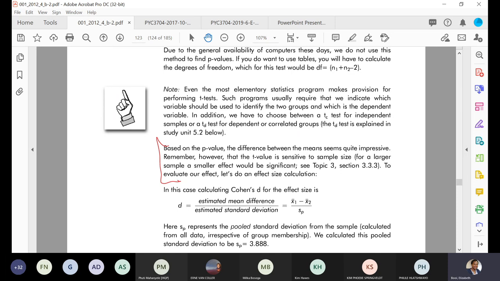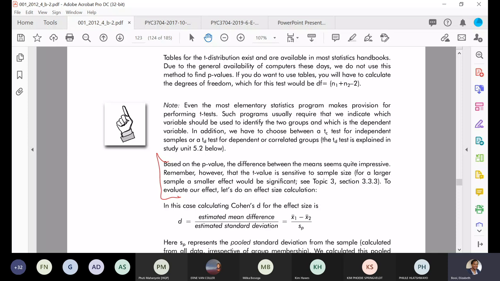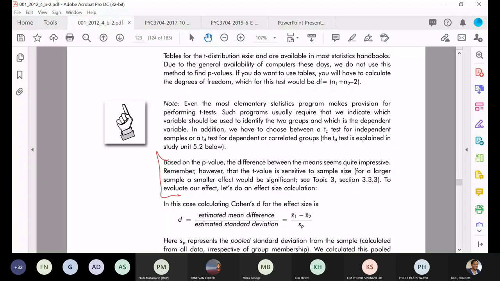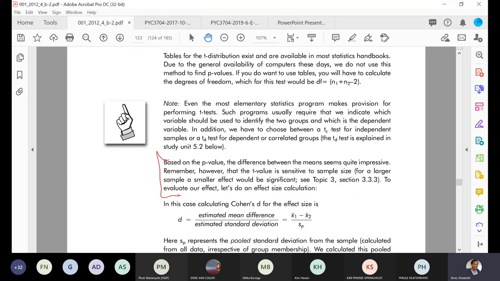But this doesn't say much to answer our question. Our question says, let's go back. A larger t-test statistic implies what? Because that should be in relation to the p-value. A larger t-test statistic implies that the p-value is large, or the p-value is small, or it is unrelated to the size of the p-value. So should it not be unrelated? Does it tell us anything about that?